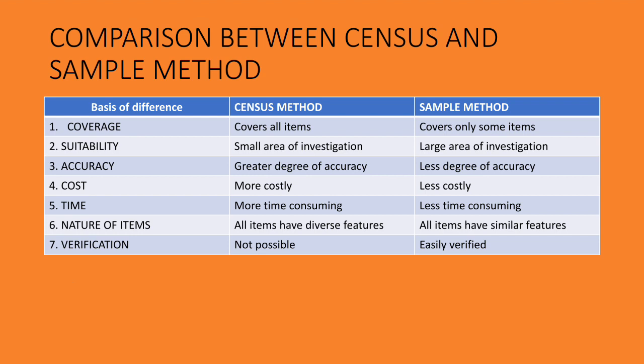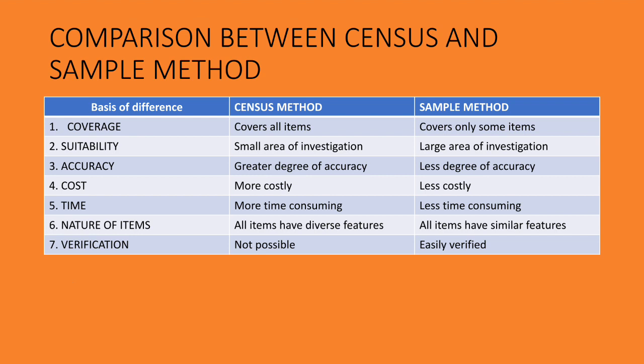Under census method there is greater degree of accuracy of data, whereas under sample method the accuracy level is very less. Census method is more costly, whereas sample method is less costly. Next, census method consumes more time, whereas sample method consumes less time. Census method is useful when the items of the population have different features, whereas sample method is suitable only when the features of all the items are similar or homogeneous.